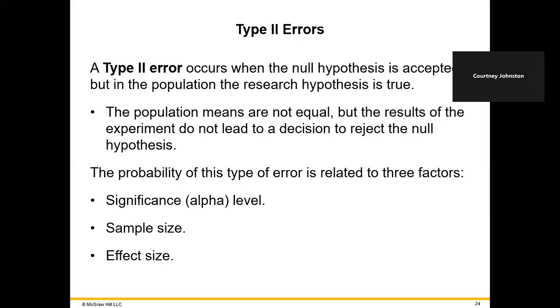A type 2 error occurs when the null hypothesis is accepted, but the research hypothesis is actually true. The population means are not equal, but the results of the experiment don't lead to a decision to reject the null hypothesis, even though you should. The probability of this type of error is related to three factors: the alpha level, the sample size, which might be too small, and the effect size, which also might be small.